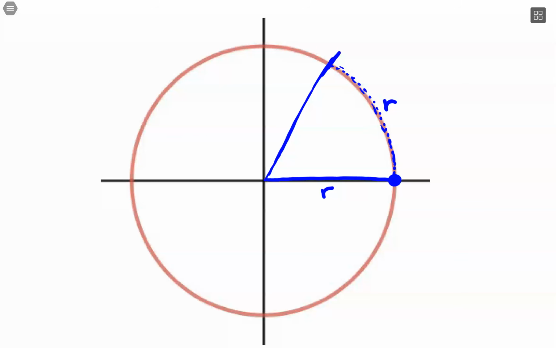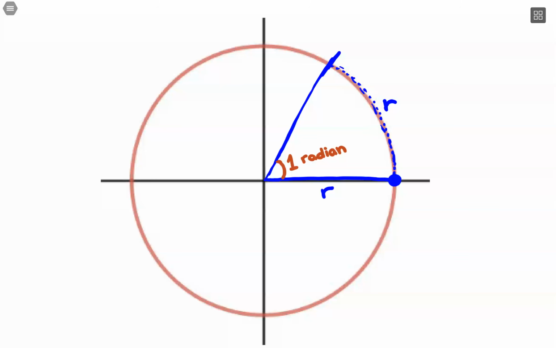Now, the angle measurement in the middle here is 1 radian. It's the angle created by laying down this distance of 1 radius length along the outside of the circle.